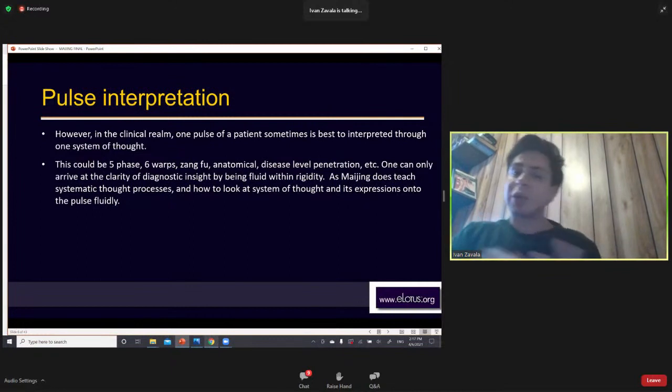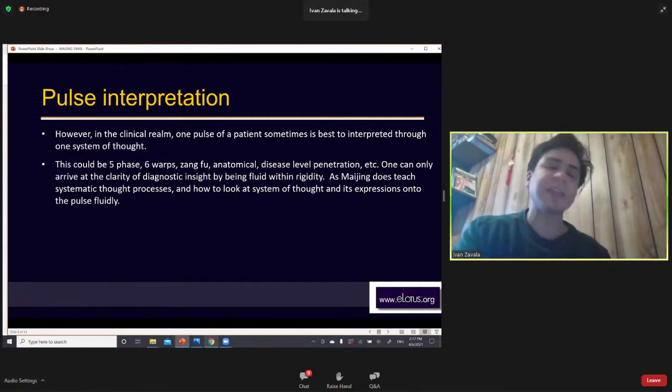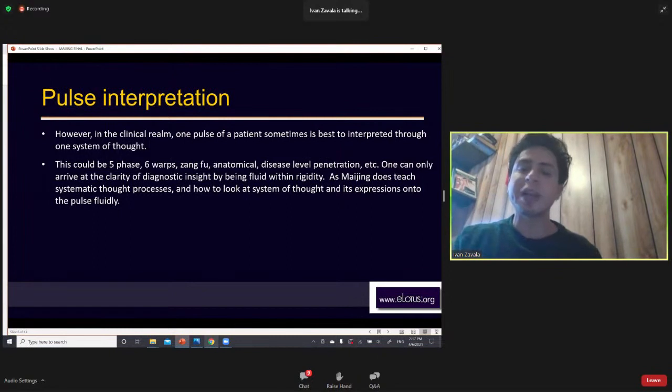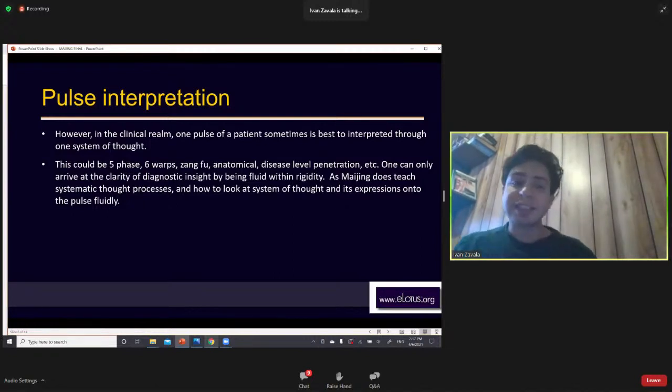And what I mean by fluid within rigidity is, even though you have a systematic way you take the pose, interpret the pose perhaps, the way that you are looking at it from different perspectives is the fluidity, that you're never stuck by thinking something means this, something means that. While that may be useful sometimes, that's the rigidity aspect, you have the fluidity to look at things and interpret them like a true diagnostician, right? Now, the Maijing does teach systematic thought processes, i.e. the rigidity part, and how to look at the system of thoughts and its expressions onto the post fluidly in different ways, in different mind expansive ways, right? That's the fluid aspect.